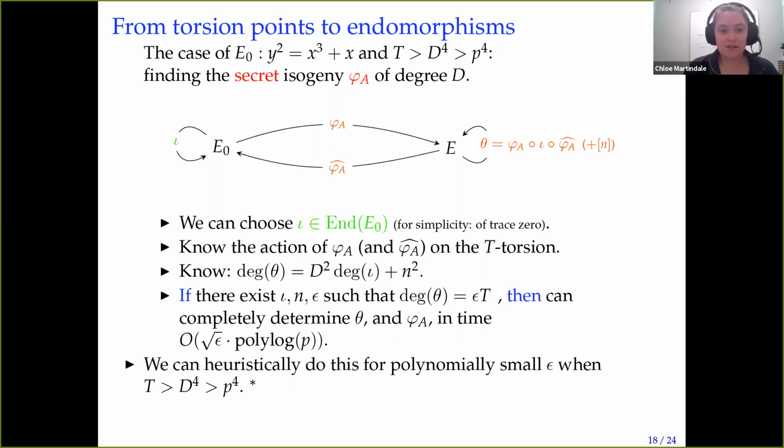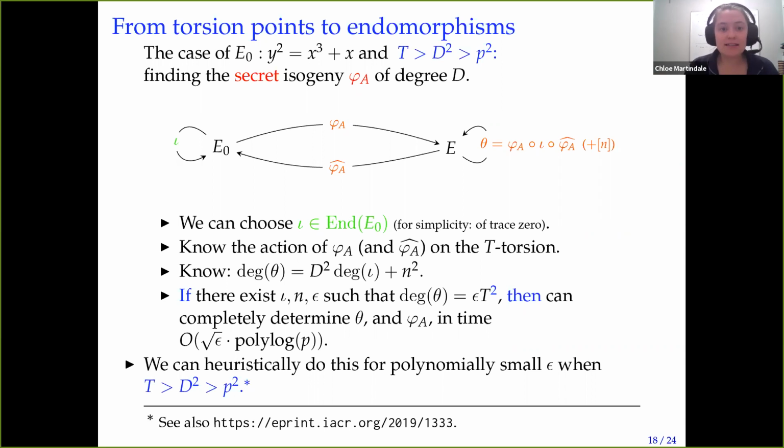And so what Christophe showed in 2017 is that you can heuristically do this for polynomially small epsilon, even though I just said we're going to talk about it bigger, but that's in a minute, when t is greater than d to the 4, which is greater than p to the 4. And that's where this parameter imbalance comes from.